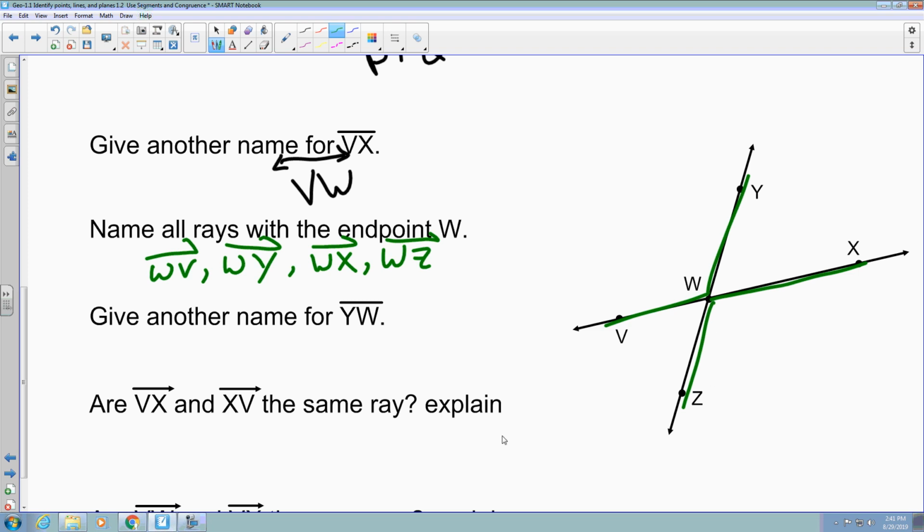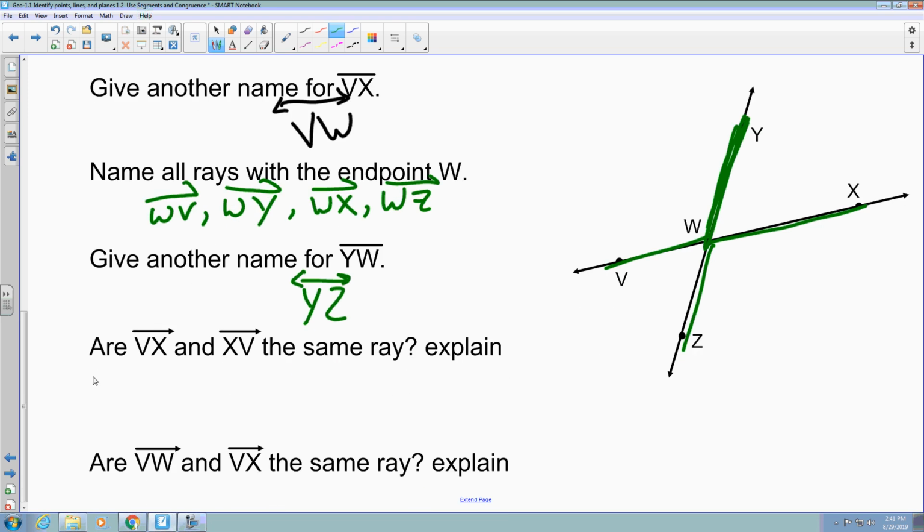Give another name for YW. So YW is right here. And it can extend over here. So I could say that this is YZ. Could also call it WZ as well. It's another name.